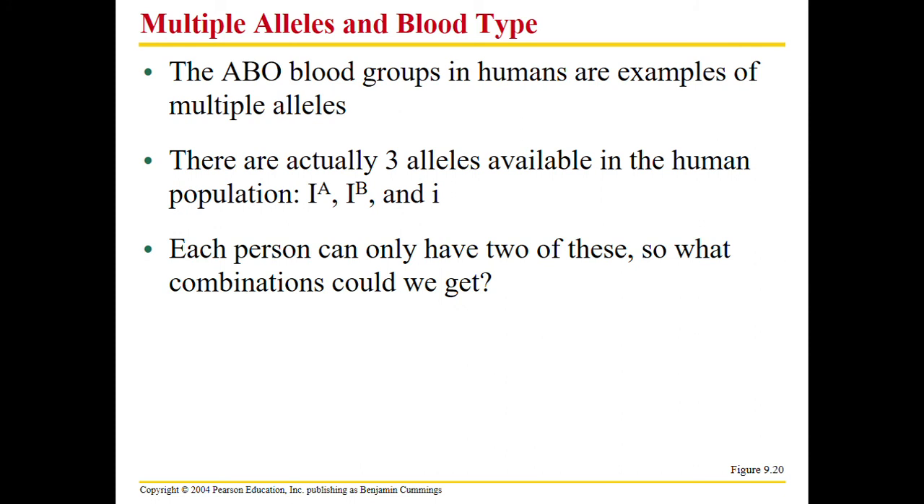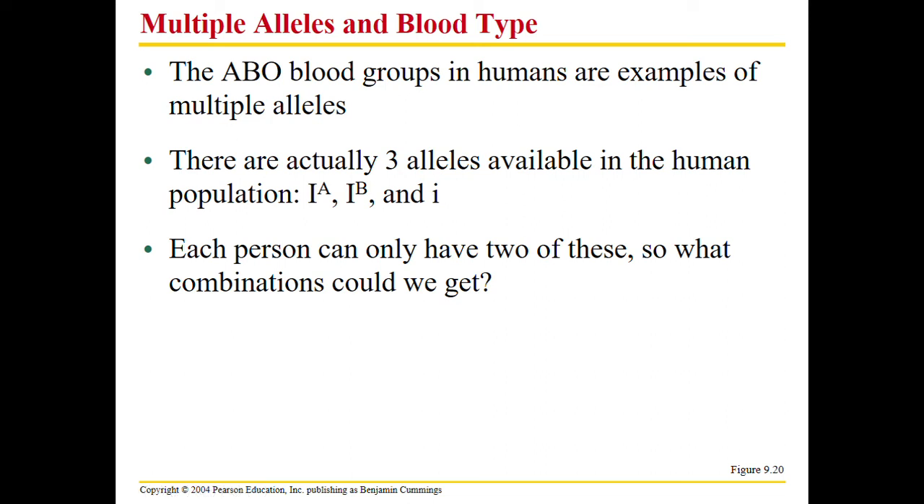Blood groups are an example of codominance. We have different possible proteins on the outside of our red blood cells, and that's what determines our blood type. There are three different versions of the gene possible. We've got a gene IA that codes for A protein, IB that codes for B protein, and a little i gene that's mutated. It doesn't code for a protein at all.